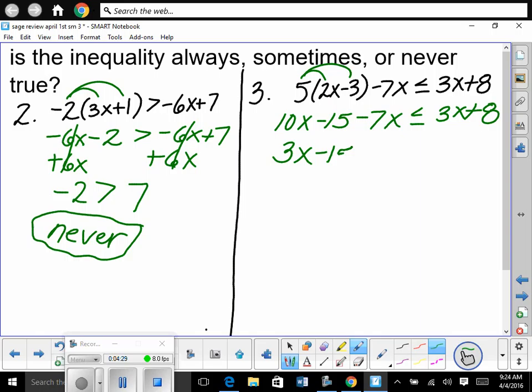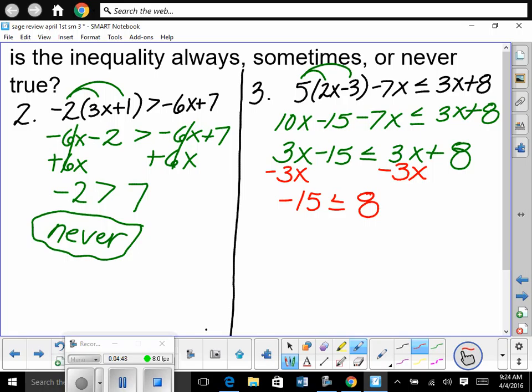3x minus 15 is less than or equal to 3x plus 8. Okay, so continuing to solve, we'll combine our x's algebraically: subtract 3x, subtract 3x. So we have negative 15 is less than or equal to 0 plus 8. So is 8 greater than or equal to negative 15 always? Yes, on a number line. Won't that always be greater than or equal to? Yes, so you'd say always.